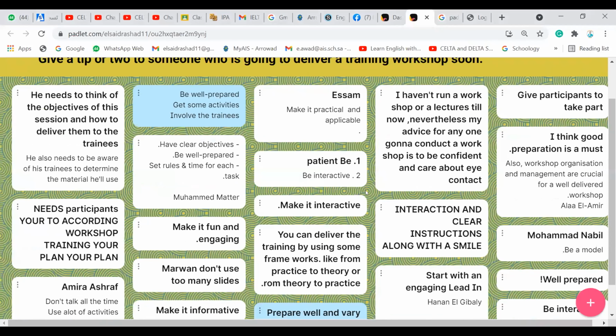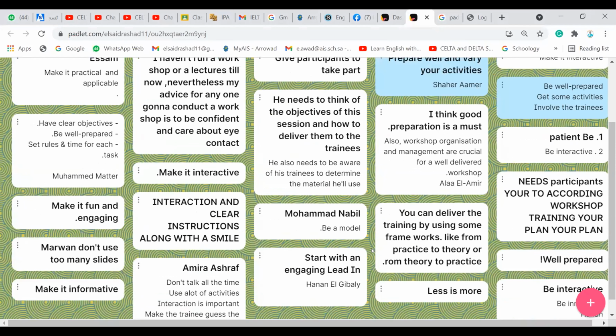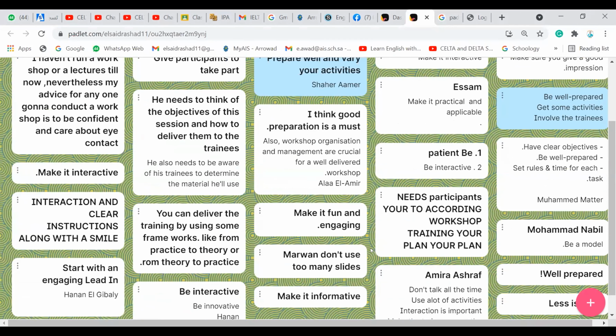Be patient. Yeah, I believe so. You have to be patient. If you want to be a good teacher, a good trainer, you have to be patient. Participation. Training your plan. What do you mean by training your plan? Be well prepared.